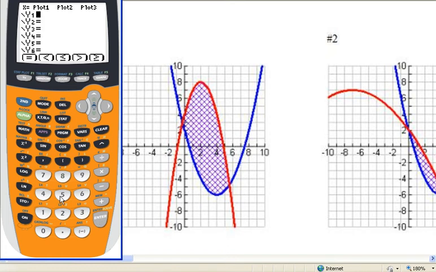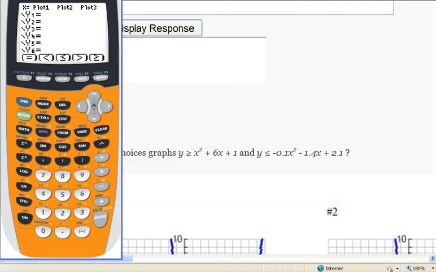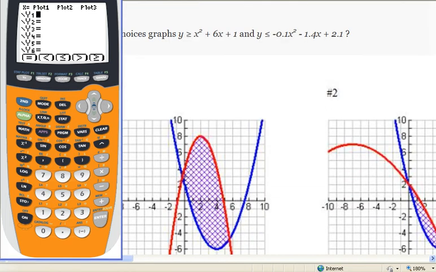Now, in inequality, do you remember what button I always have to push? The alpha key. If ever I want to use these soft keys, these virtual keys, I have to hit alpha first. Let's find my inequalities. Okay, there they are. I want greater than or equal to, so alpha, this one, x squared plus 6x plus 1.